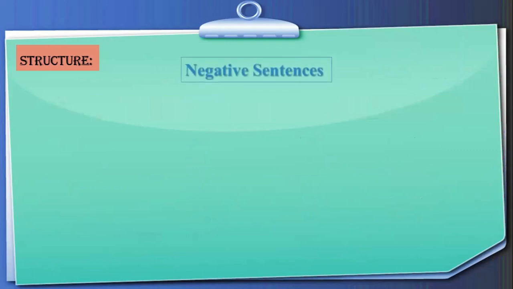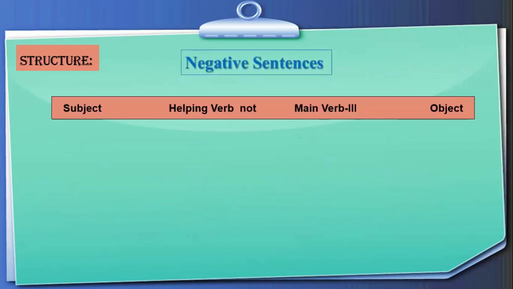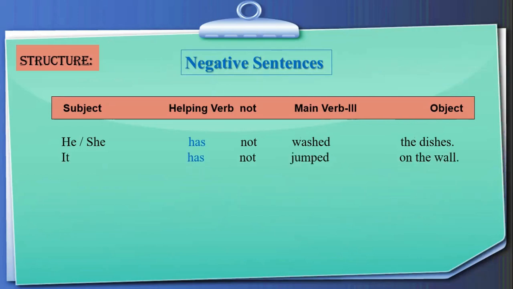Here are negative sentences. Subject, helping verb, then not, and the main verb, third form of the main verb, of course, and an object. She has or he has not washed the dishes. So we have used the helping verb and then not. It has not jumped on the wall. Rehan has not washed the dishes.